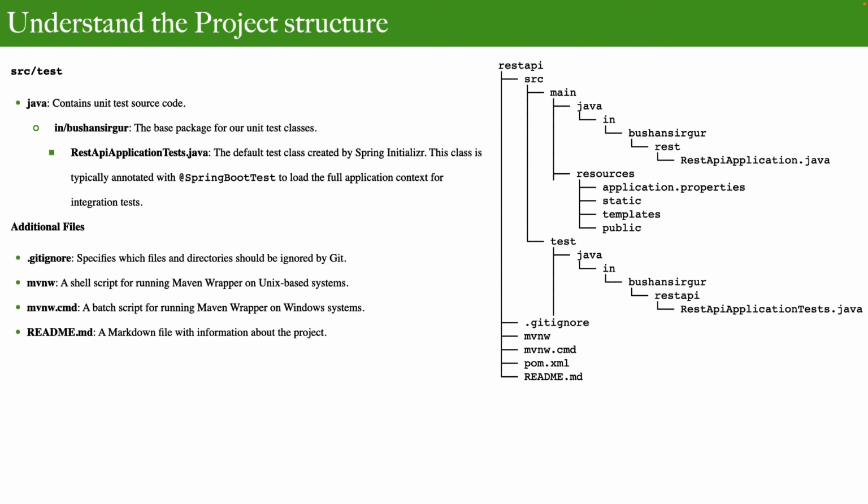Next are the additional files. We have .gitignore, mvnw, mvnw.cmd, and README.md. The .gitignore is for Git. It is going to tell which files we have to ignore while committing to Git. Next, we have mvnw and mvnw.cmd. mvnw is a shell script for running the Maven wrapper on Unix based systems. If you are running the Maven application on a Unix based system, this file will be helpful. Similarly, mvnw.cmd is a batch script for running the Maven wrapper on Windows systems. If you are running the Maven project on Windows systems, then this file will be helpful.